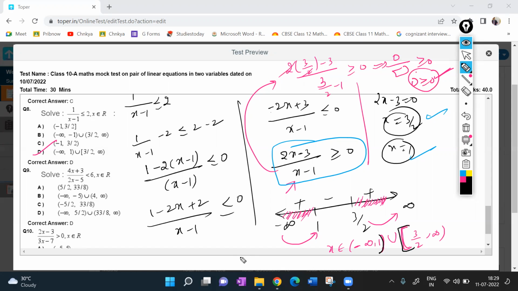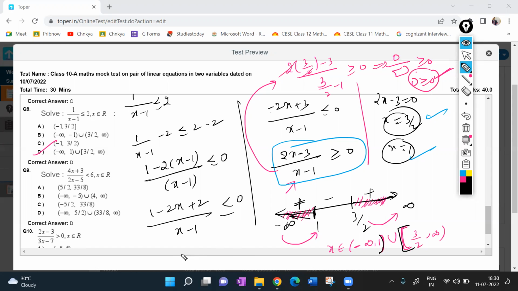Everyone, you all are happy with this? Sir, but why minus infinite comma 1, sir, not 1 comma infinite? Why minus infinite to 1? Because this positive region is lying where, from where to where? Minus infinite to 1, or not? Yes, sir. After 3 by 2 everything will come. After this one, left side of 1 everything will come.